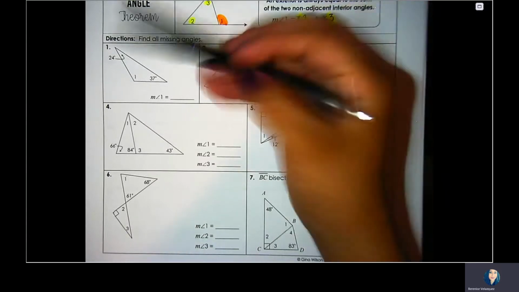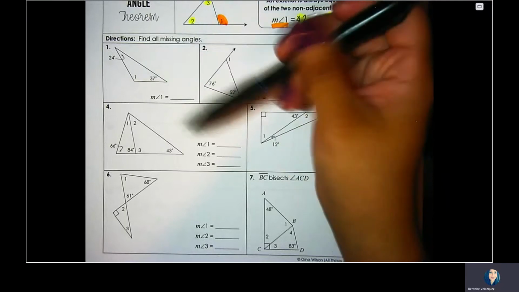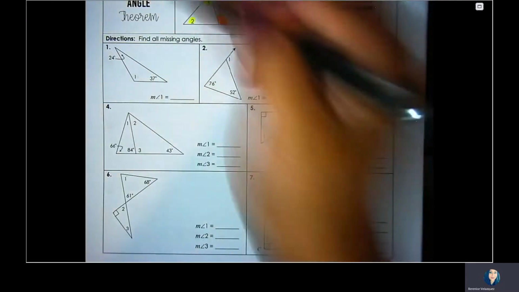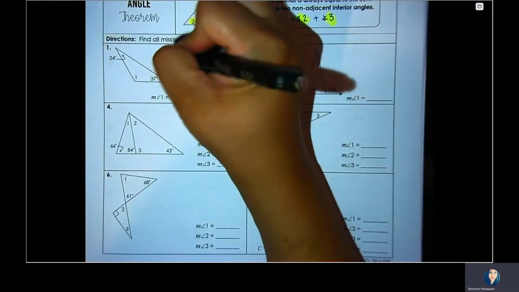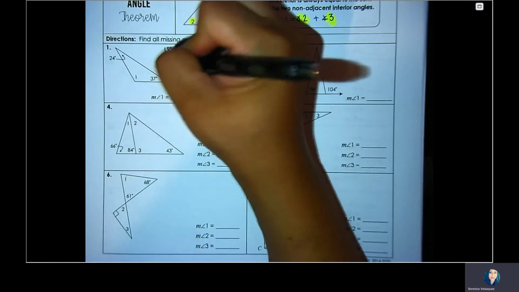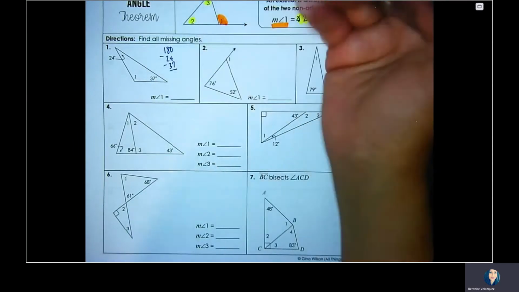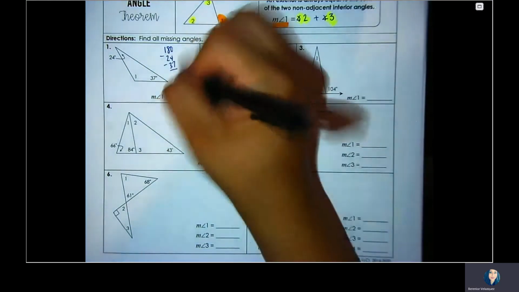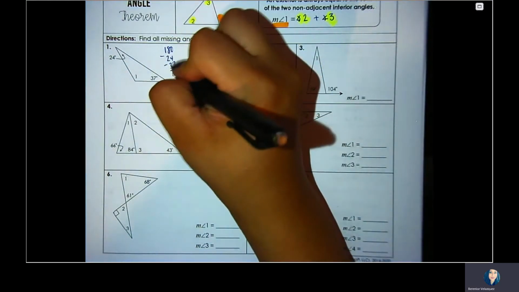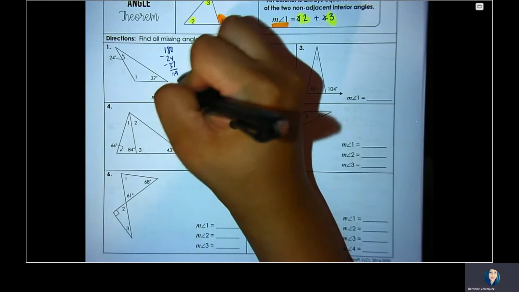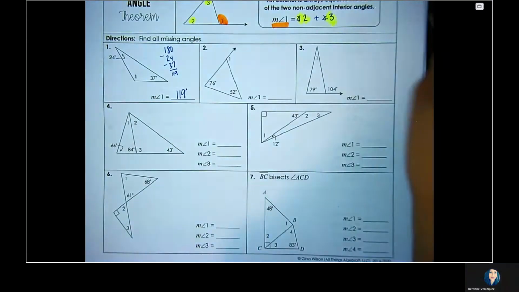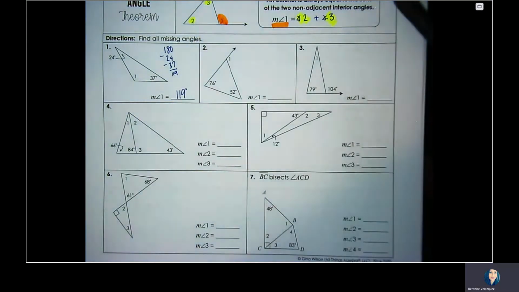Okay, they've given me 2 angles and I need angle 1 and it's on the inside. So you're literally going to do this, 180 minus 24 minus 37. Yes, you could add these and then just subtract one number, but either way you're going to get the same answer, which is 119, and that is your final answer. Okay, so very simple to do that.